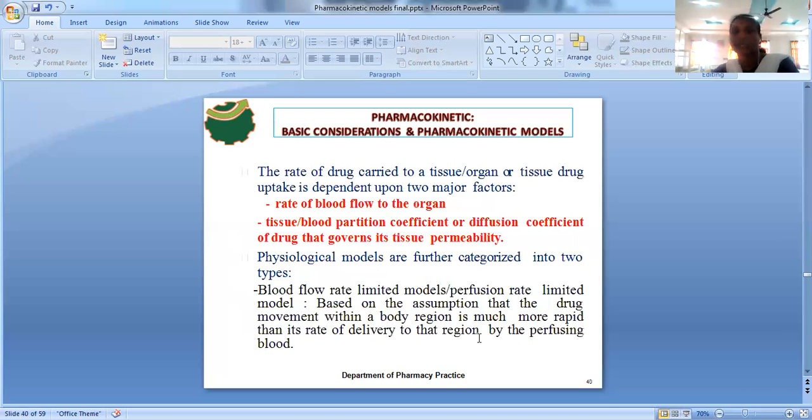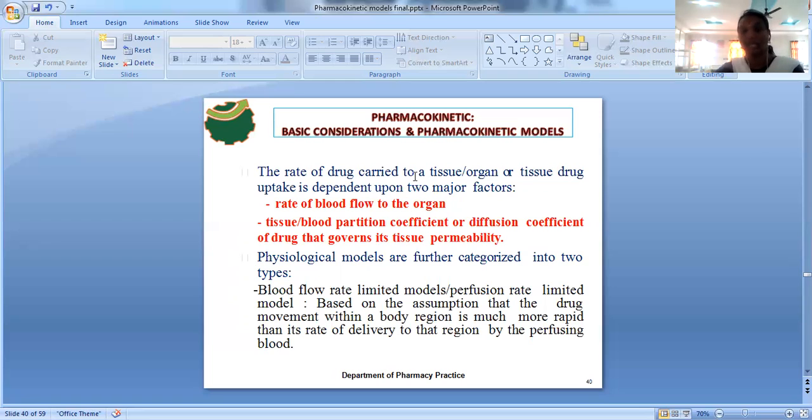And here, the rate of drug carried to the tissue or organ, the tissue drug uptake, mainly depends upon two factors. In the factors affecting distribution, it was already said that one important factor is blood flow to the organ. Greater the blood flow, greater the distribution. Greater the organ size, greater the distribution. Like that, some factors you discussed under the chapter of distribution. The same thing is discussed here.